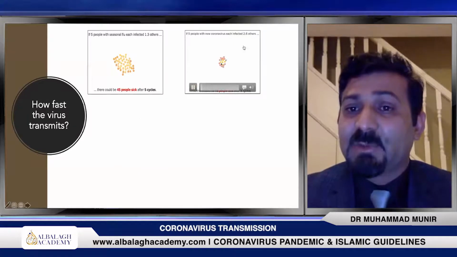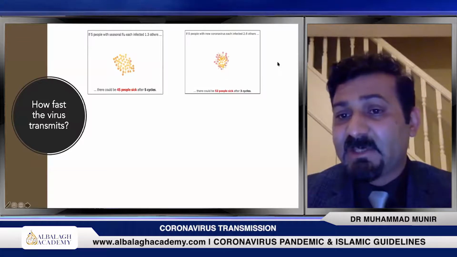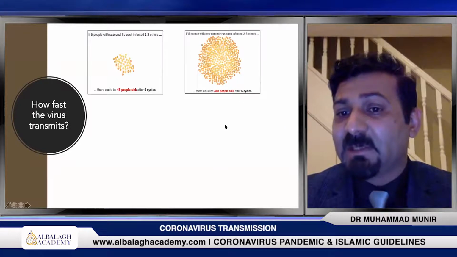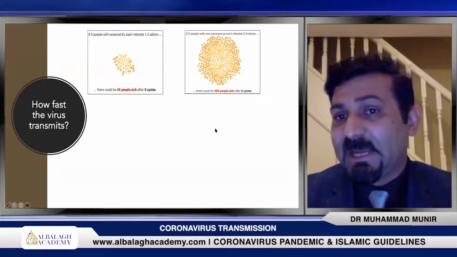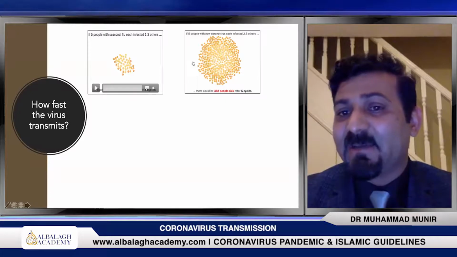But when it comes to coronaviruses, because of their infectious nature, at least 2 to 3 people can be infected. So in 5 cycles of the same kind, in comparison to influenza, more than 350 people can be infected. So you can see the scale of this infection.